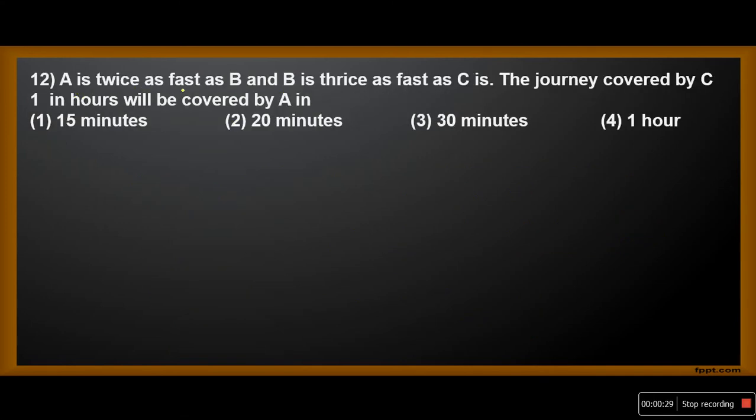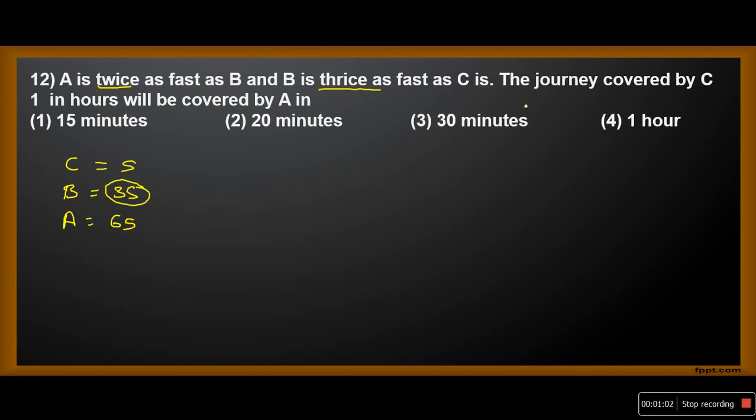A is twice as fast as B and B is thrice as fast as C. It means the speed of B is 3 times the speed of C. Assume the speed of C to be S and the speed of B will become 3S, because it is given that B is thrice as fast. Speed of A is twice as fast as B, it means 2 times B. Speed of B is 3S, so speed of A will become 6S. This is the information given so far.